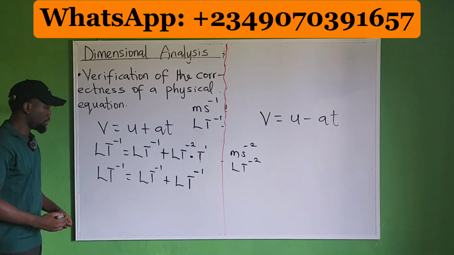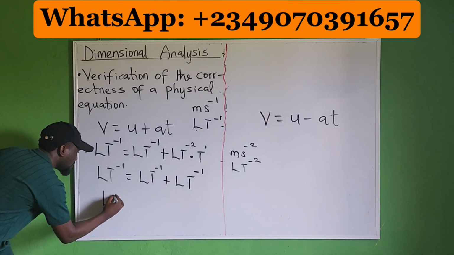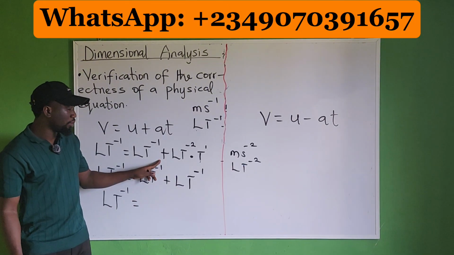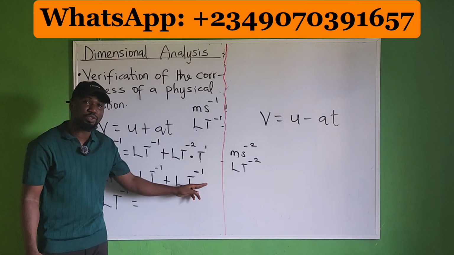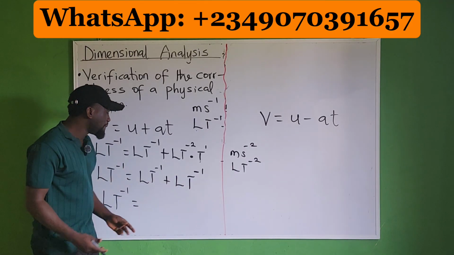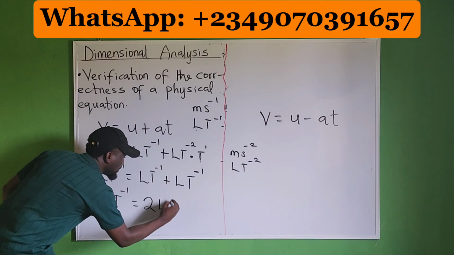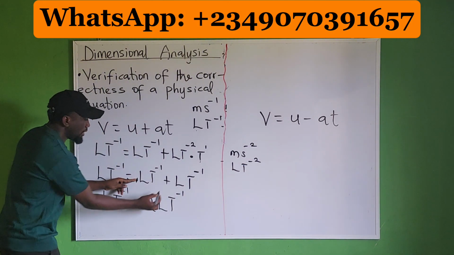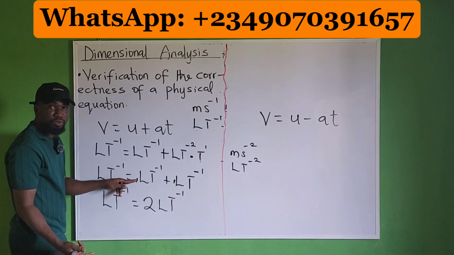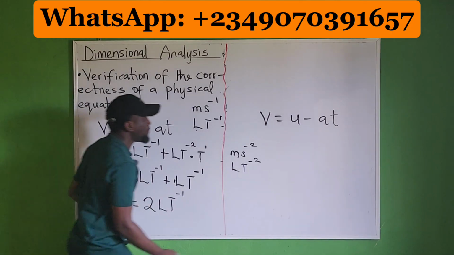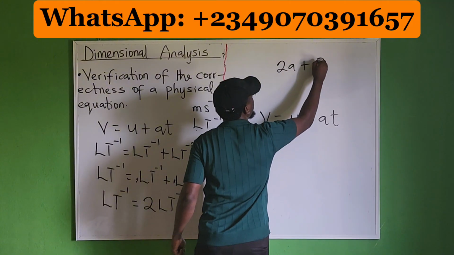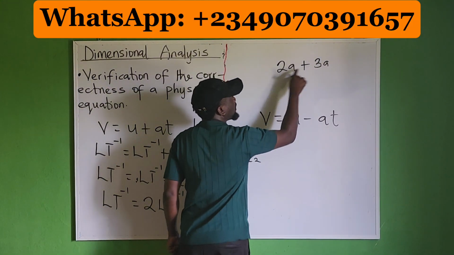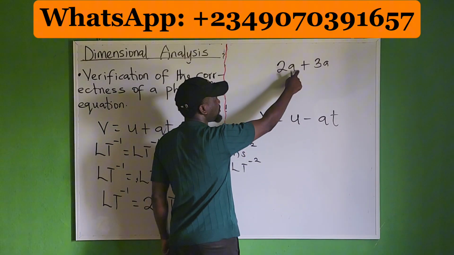Negative 1. So the next thing, we have LT raised to power minus 1 equals. If I add LT raised to power minus 1 and LT raised to power minus 1 together, what am I going to have? I will be having 2 LT raised to power minus 1. Why? The coefficient here is 1, here is also 1. So 1 plus 1 is 2, and it's the same value. So it's like me having 2a plus 3a, it is a, so just add up the coefficients.